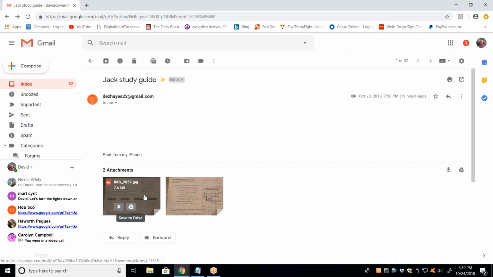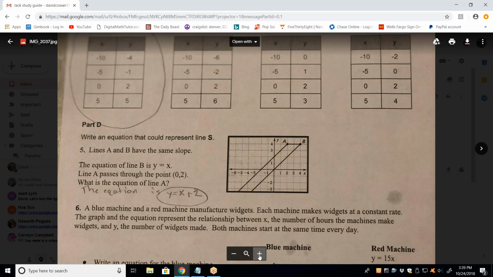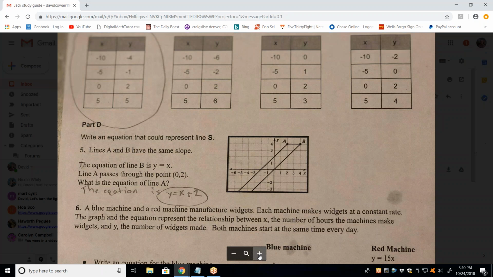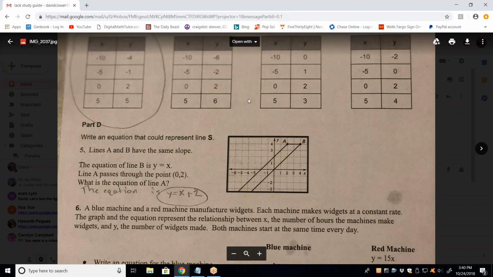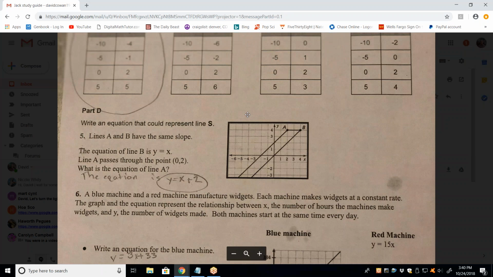Okay, so this page here. Well, I would love to know what happened to my computer. All of a sudden, I can blow this thing up. My teacher told me that part D is probably the hardest, I'm pretty sure is what he said.